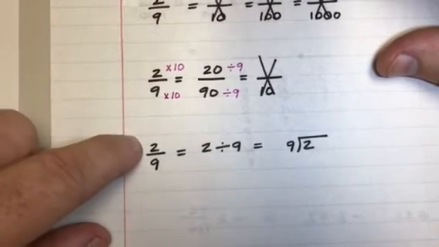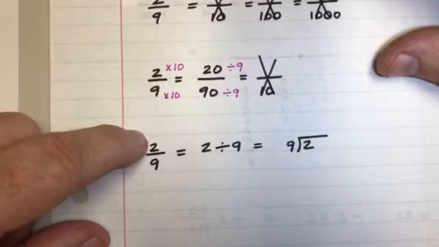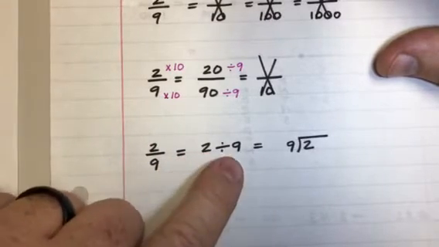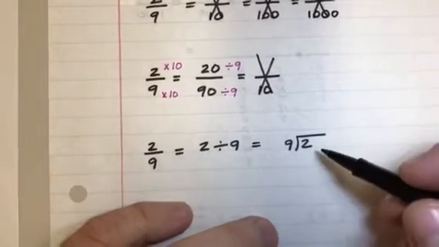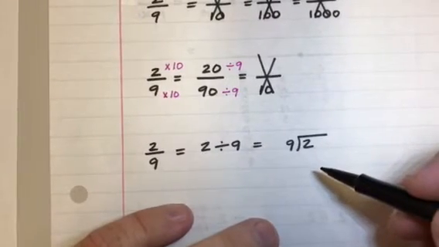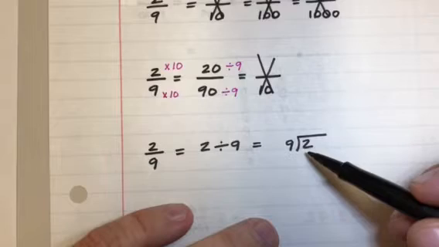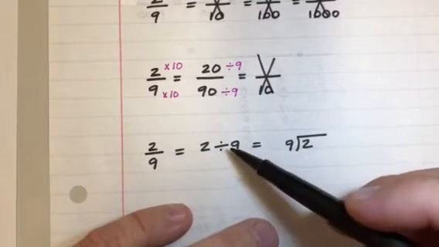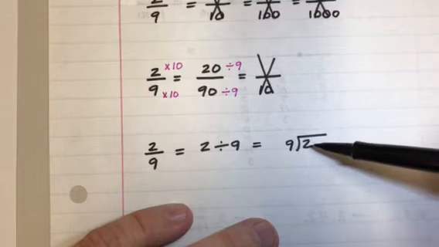So all fractions are division problems. 2/9 or 2 over 9 is the same thing as 2 divided by 9. So I set it up as a division problem in order to find my decimal. Okay? I need to do this correctly. This says 2 divided by 9. This also says 2 divided by 9.